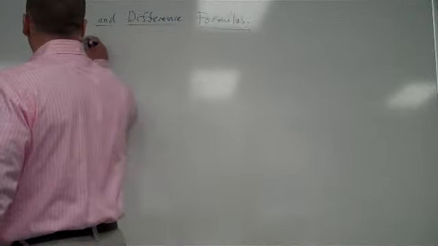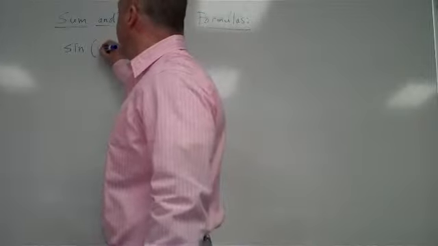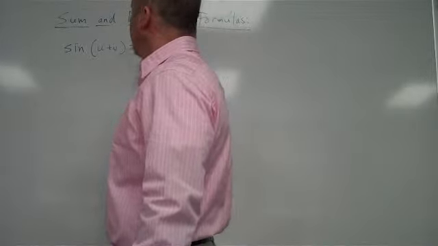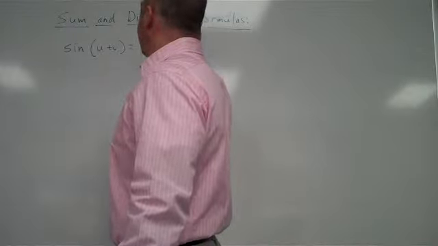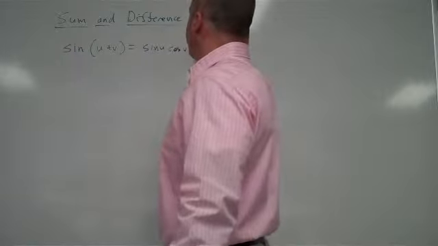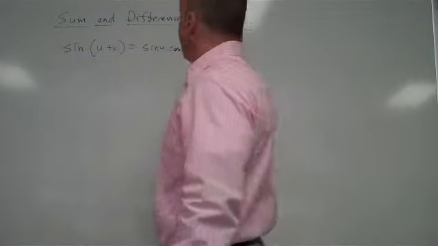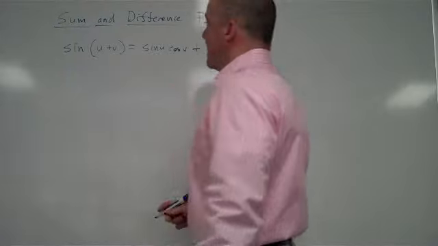If you have the sine of two angles being added together, and your book uses u plus v, so I'll use them as well, that is the sine of u, the first angle, times the cosine of v, the second angle, plus the cosine of u times the sine of v.